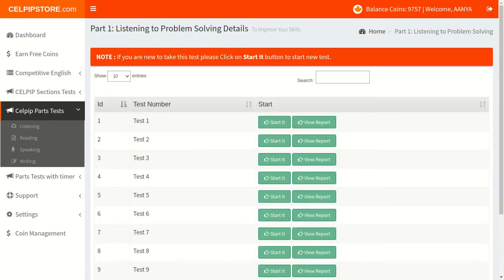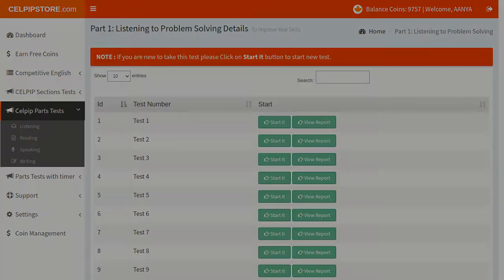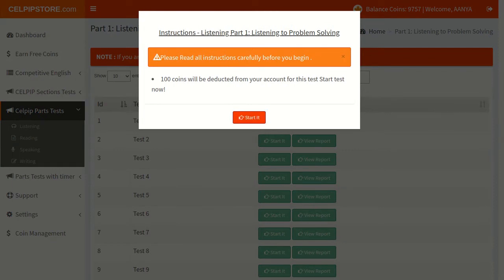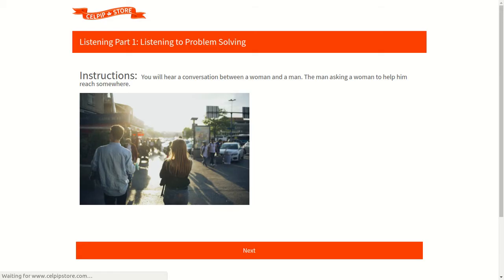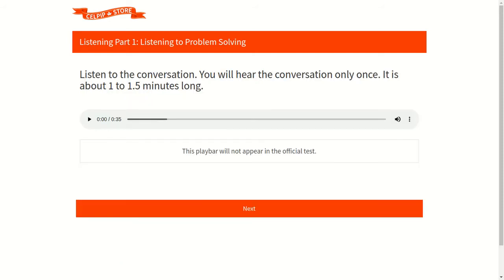You will hear 3 conversations in this part. Each conversation will be followed by 2 to 3 questions. There are total 8 questions in this section. The first conversation is of around 1 to 1.5 minutes, followed by 3 questions.